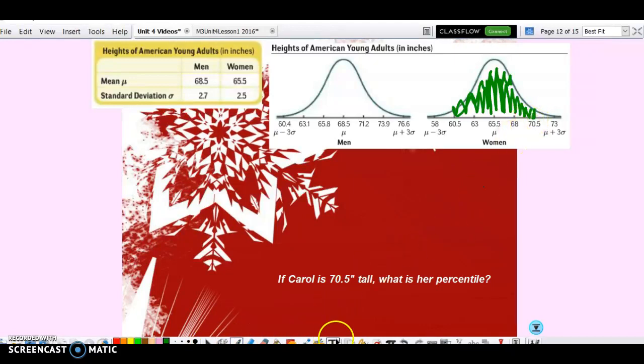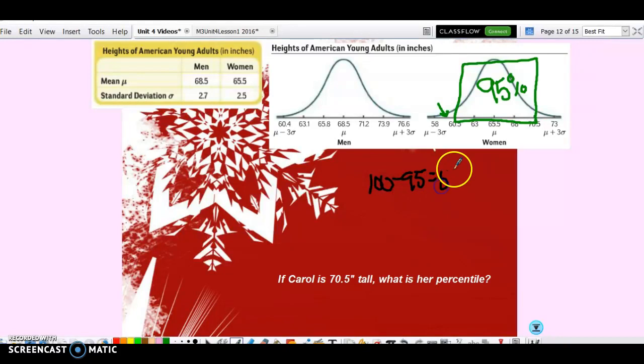So I'll clear this off, and let's look at if she is over 2 standard deviations. We know that being 2 standard deviations from the mean encompasses 95% of the data. We just need to figure out what this tiny little sliver is over there. And so we would say, okay, 95 from 100 is 5%. So again, 100 minus 95 makes 5%.